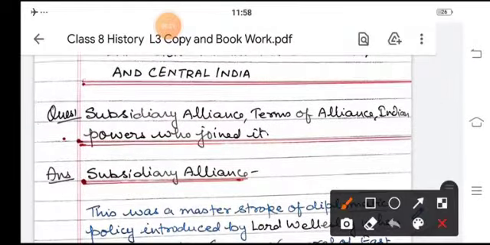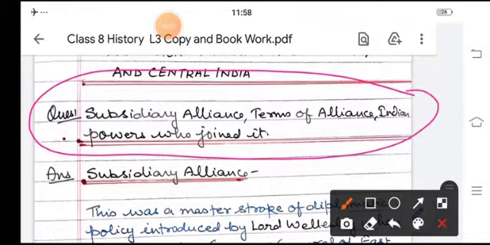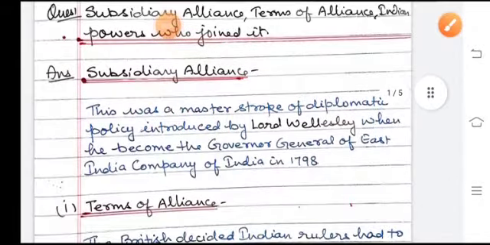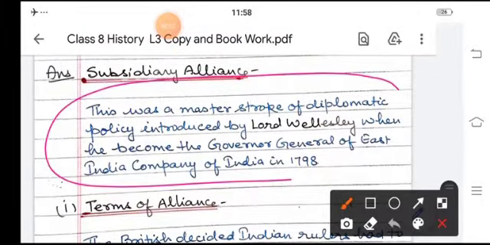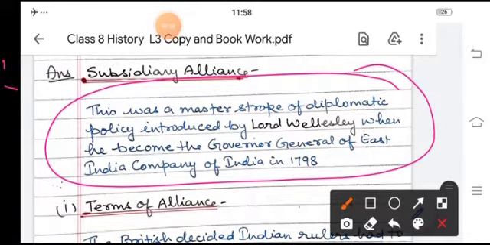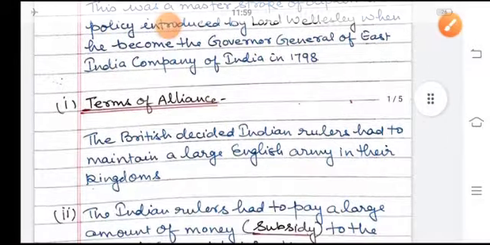Question number 1 is subsidiary alliance: terms of alliance and Indian powers who joined it. Now, what is subsidiary alliance? This was a masterstroke of diplomatic policy introduced by Lord Wellesley when he became the Governor General of the East India Company of India in 1798. So, Lord Wellesley introduced the subsidiary alliance in 1798.